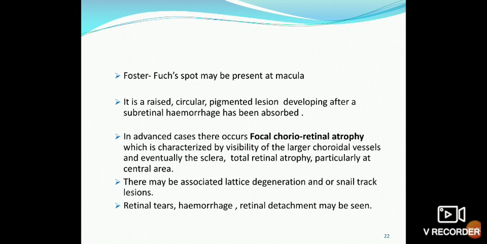In advanced cases, focal choroidal atrophy is very common, and because of this there will be visibility of large choroidal vessels and eventually the sclera. There may be a total retinal atrophy, particularly at the central area. There may be associated lattice degeneration, snail track lesions. Retinal tears, hemorrhages, and retinal detachment are also common in pathological myopia.